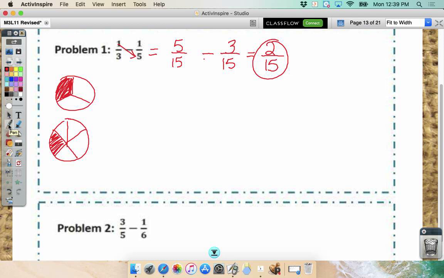Why? We're subtracting. We've been used to adding, so it's hard to go back the other way. But 5 minus 3 is 2, correct? We good? Okay, we're going to go down to the next one.